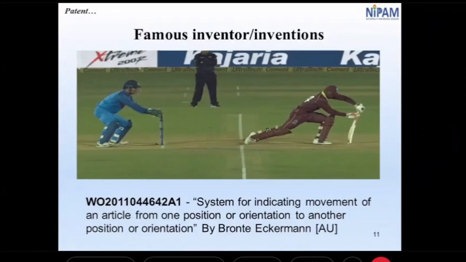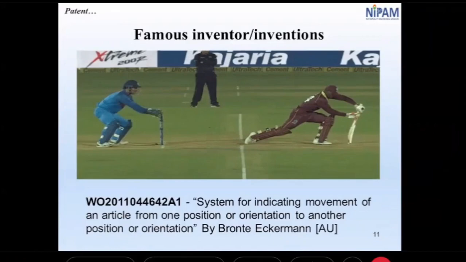So this invention reads like: system for indicating movement of an article from one position and orientation to another. So if the article moves, or if the orientation changes, the LED light will glow. So this is a very basic idea. But see, the beauty of this patent is, this is a very basic idea and they got the patent. Now he sold this idea to the ICC or the BCCI for crores.